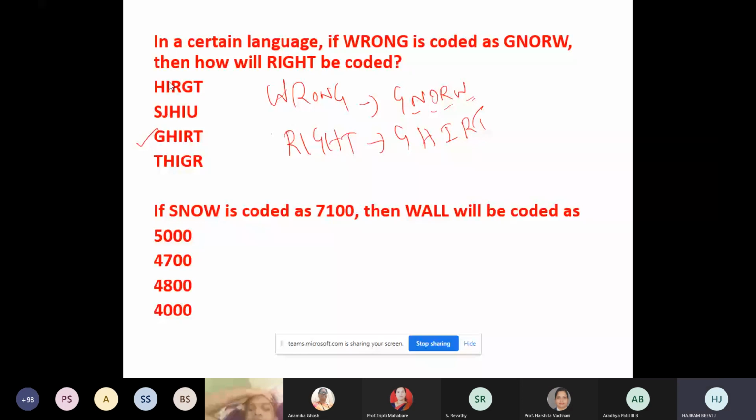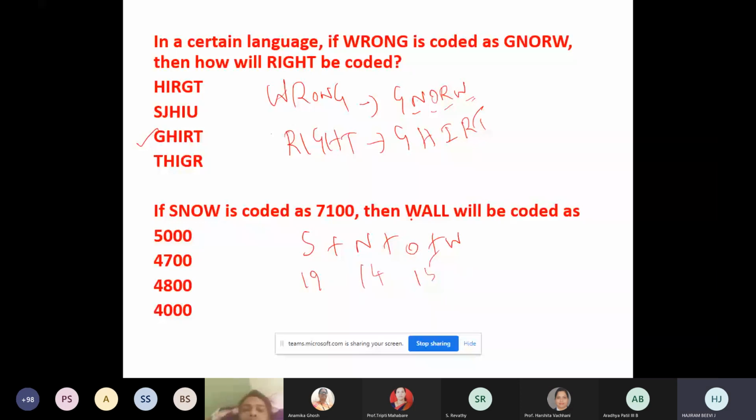So S, N, O, W. What is the position value of S in the forward order? It is 19. N is 14. Then O is 15. Then W is 23. So just add all those values.